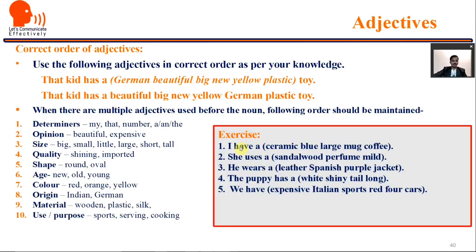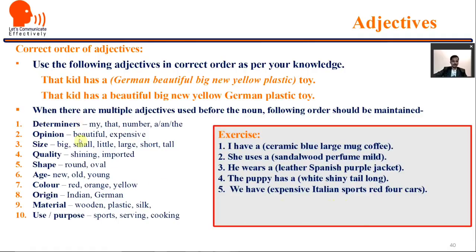Having understood the correct order of adjectives, let us see if you can arrange these adjectives properly. Again, simply take pen and paper and write your answers. I have a ceramic blue large mug coffee. She uses a sandalwood perfume mild. He wears a leather Spanish purple jacket. The puppy has a white shiny tail long. We have expensive Italian sports red four cars.